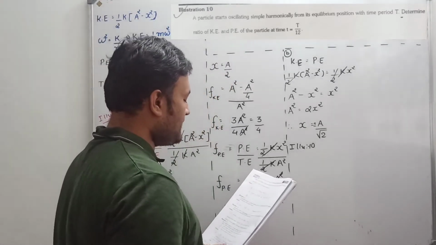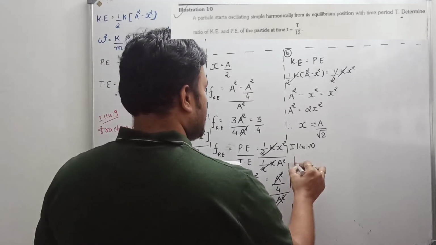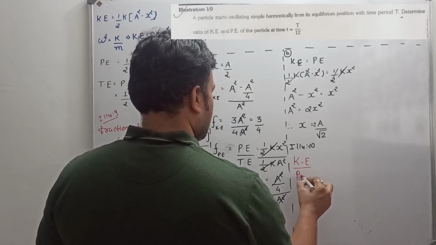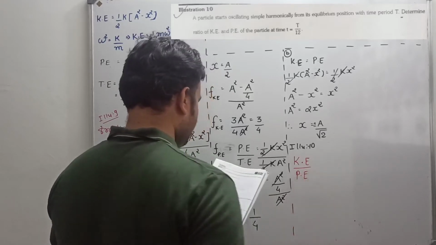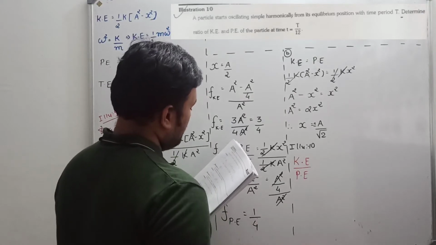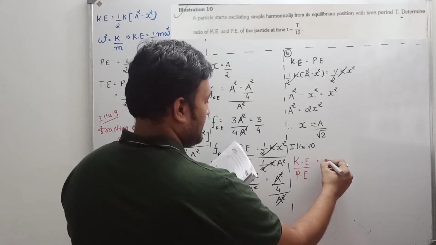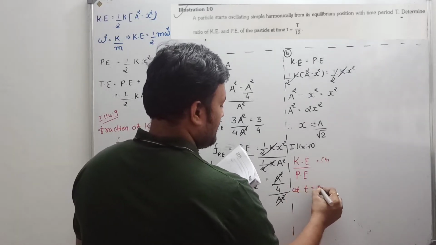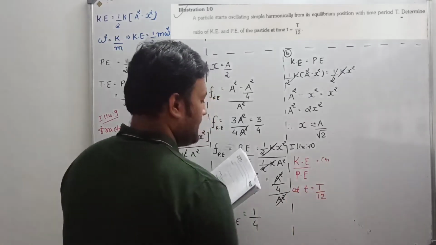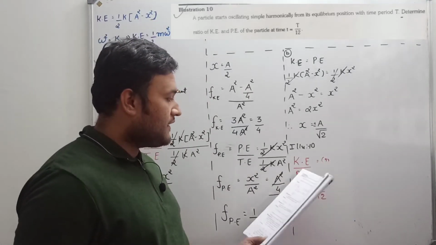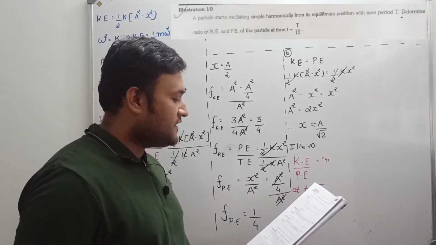What has been given? Determine the ratio. We have to find out the kinetic energy and the ratio at t equal to T by 12. That is, at a time t equal to T by 12 we have to find out the kinetic and potential energy ratio.